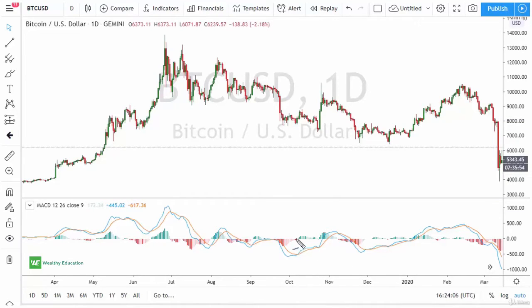The first is the zero signal line cross here. You can see there's a measurement from 1,000 to negative 1,000. Now this will adjust depending on the range of the instrument, but in this case, in Bitcoin, it's 1,000 to negative 1,000. And every time it crosses the zero line, traders will either be buyers or sellers. That's probably the most straightforward and easiest way to trade MACD.